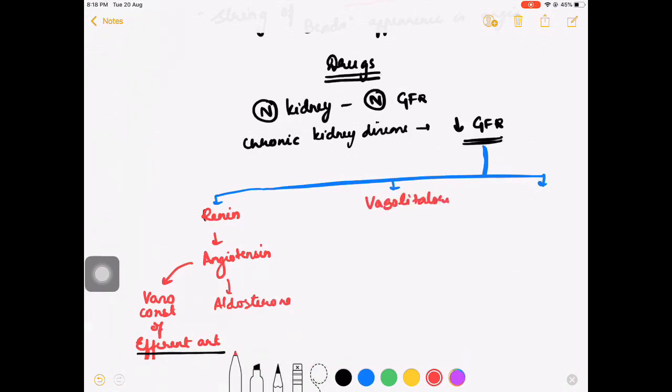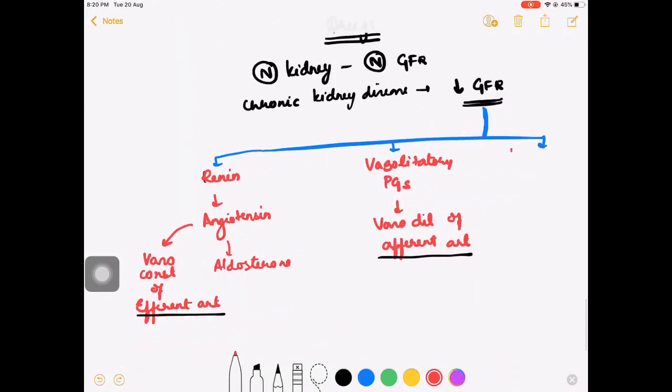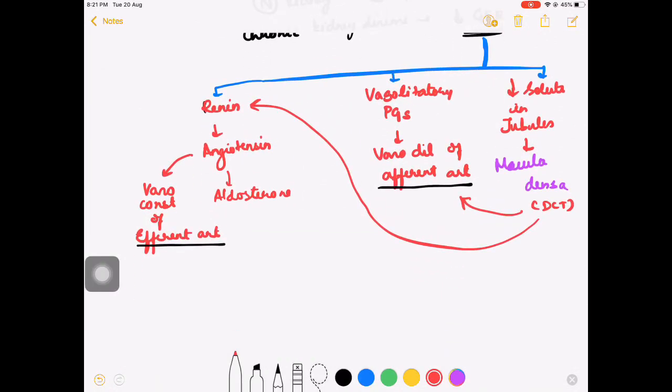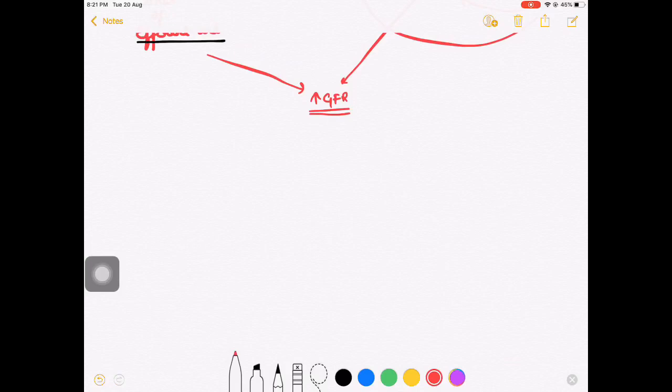And then decreased GFR stimulates the production of vasodilatory prostaglandins, which causes vasodilation of the afferent arteriole. And there are decreased solutes in the tubules. Because of decreased GFR, there will be decreased solutes in the tubules, which the macula densa senses. Macula densa is a part in the distal convoluted tubule. This senses the solute concentration. When activated, it stimulates the prostaglandins and the renin, which causes vasodilation of the afferent arteriole, which increases GFR. And this is how they increase GFR.